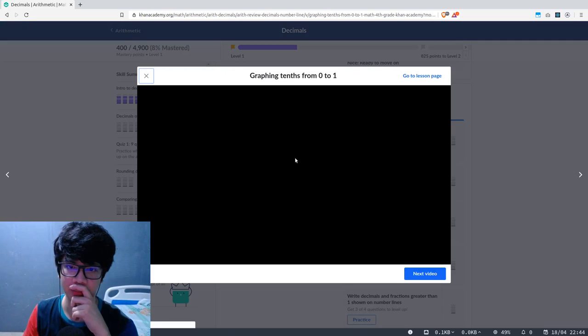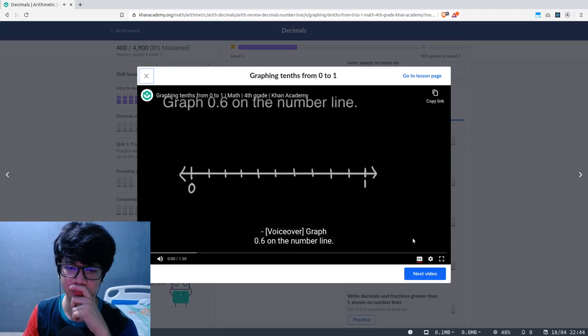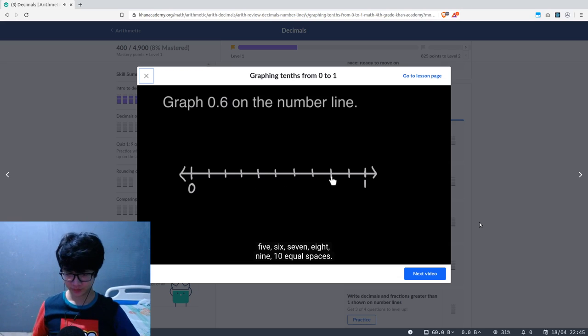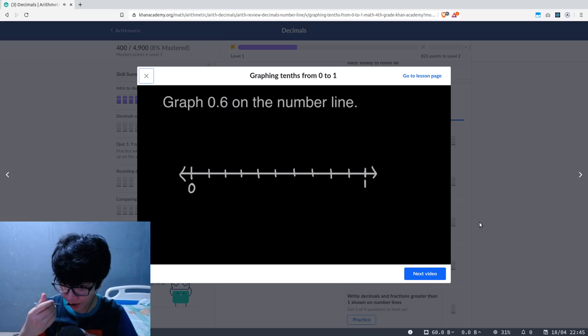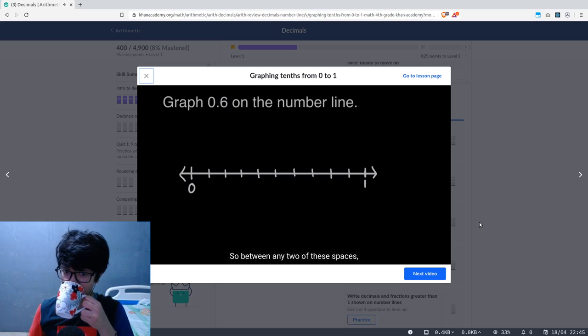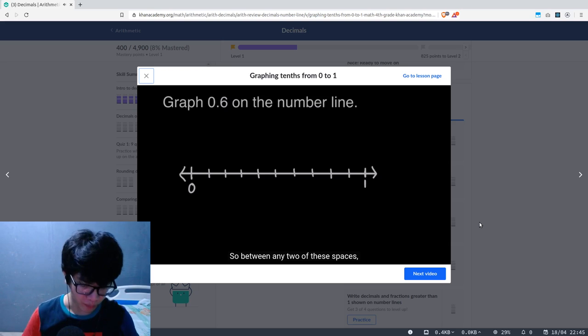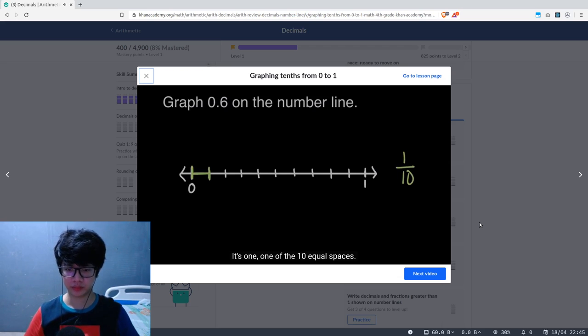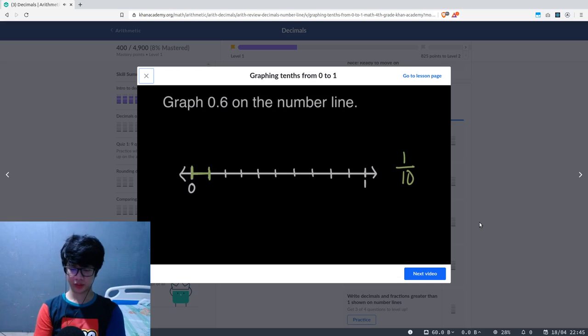Graph 0.6 on the number line. Down here we have a number line that goes from 0 to 1, and it's split into 10 equal spaces. Between any two tick marks, for example the first two, is 1 tenth. It's 1 of the 10 equal spaces, 1/10 of the distance.